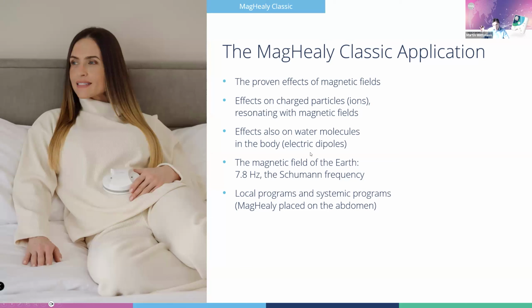Not only the water programs can basically inform water, but also the McHealy programs can change the water that we have in our body and also form those hydrogen bonds or those clusters of hydrogen bonds or of water molecules. And of course, we're also using the Schumann frequency and local programs or systemic programs. They're usually placed on the belly.